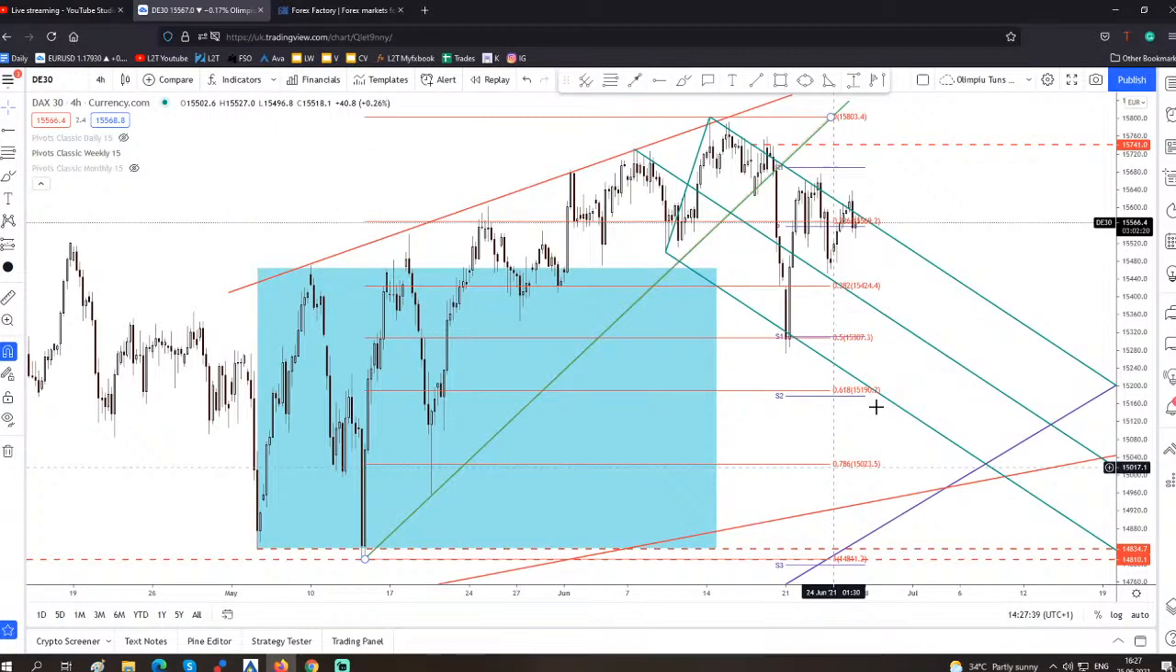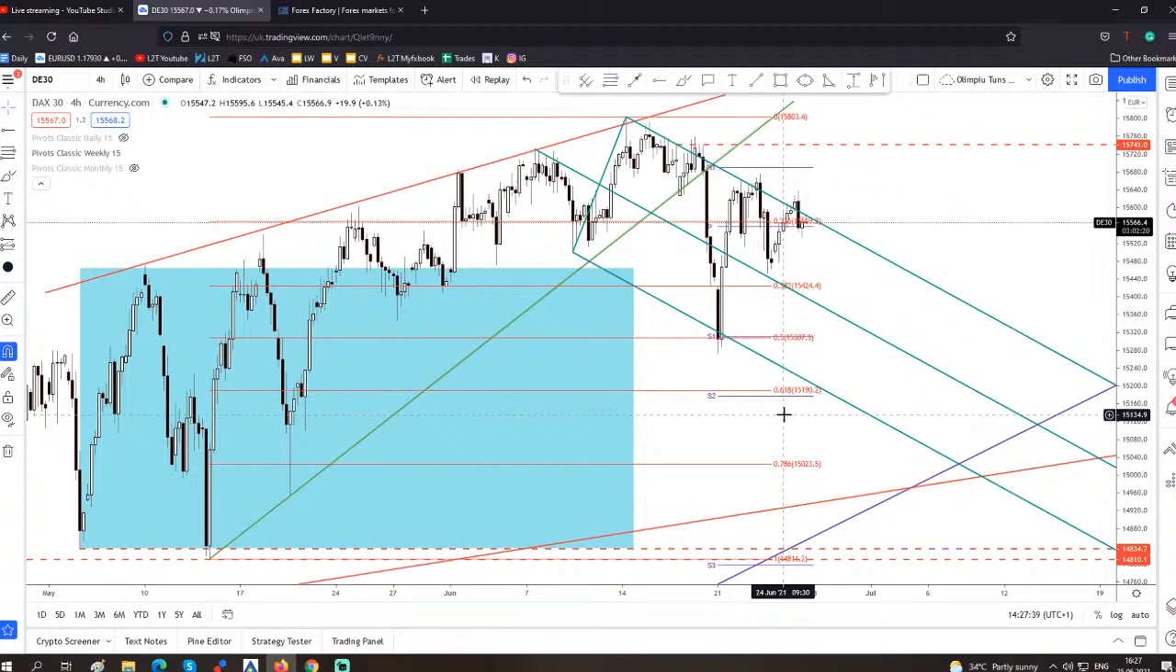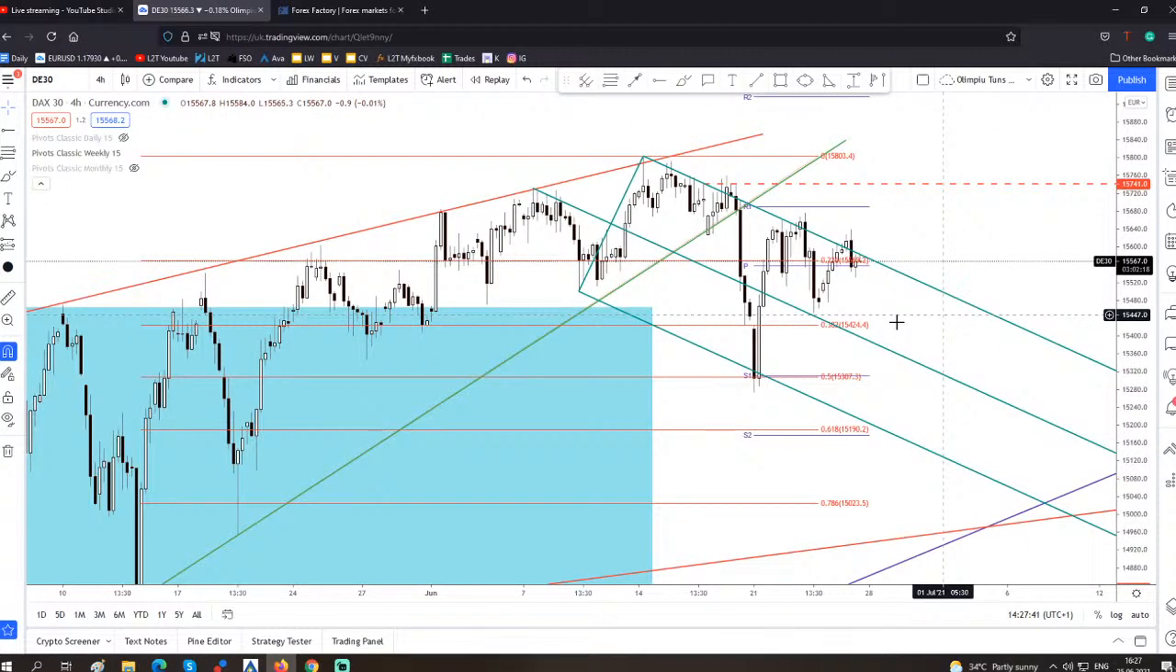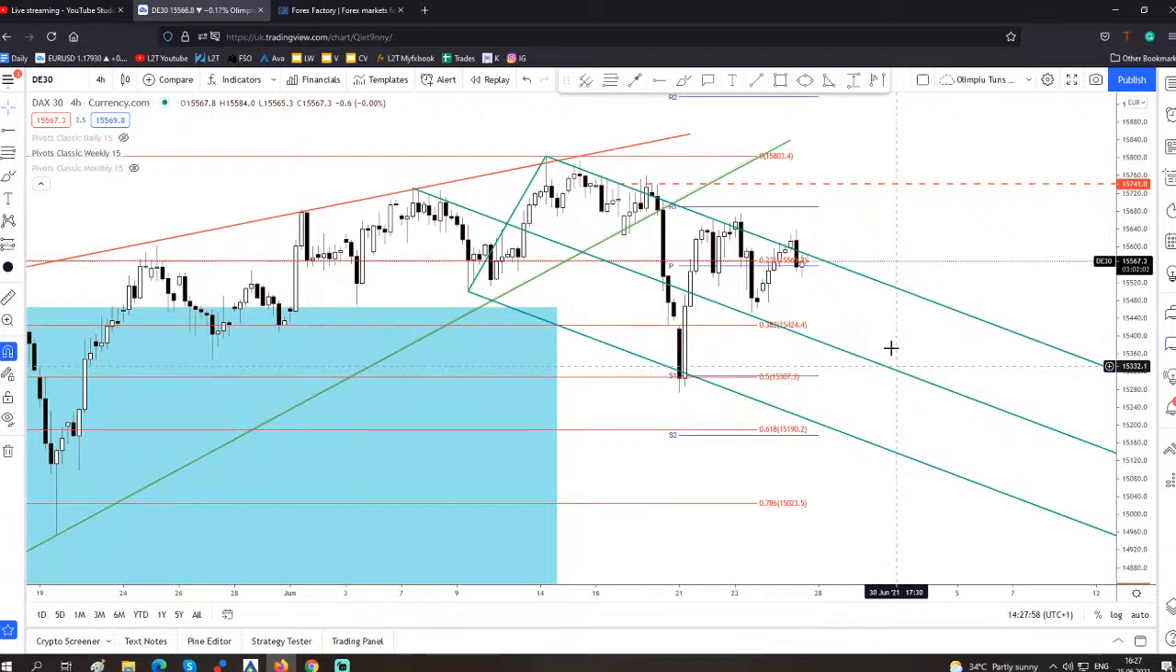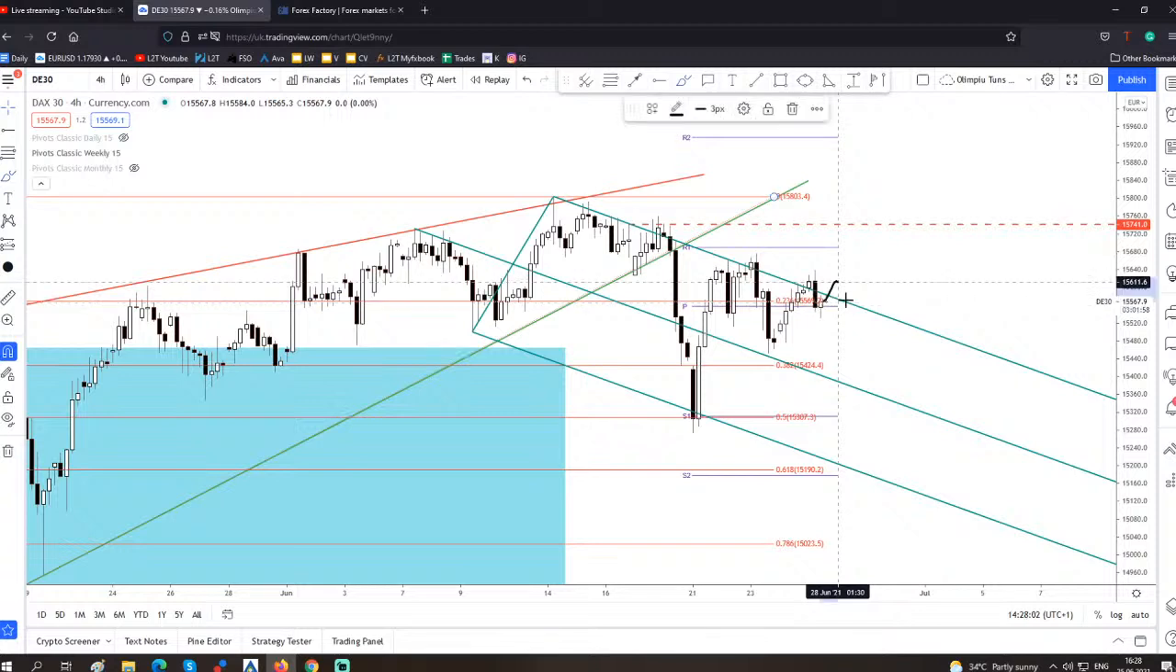DAX 30 guys. So we had an impressive sell-off here, a rebound from the 50% retracement level, and now the price of DAX continues to pressure the upper median line of the descending pitchfork. Right now we don't have anything here. Maybe if the price of DAX makes a valid breakout above the upper median line, to make a new higher high, it will confirm a potential growth.